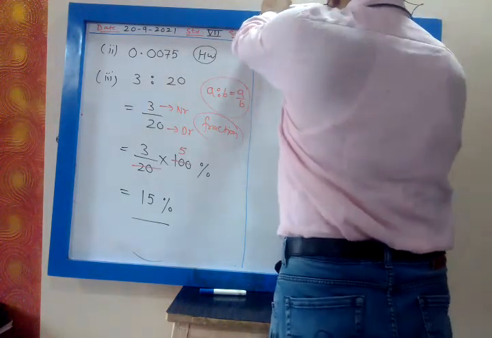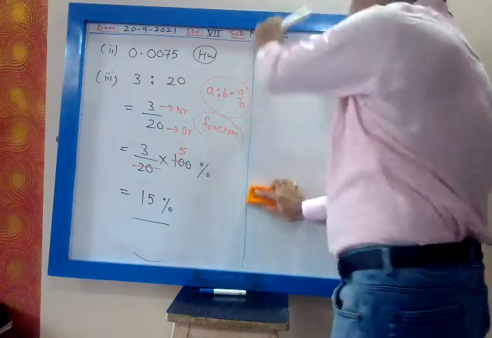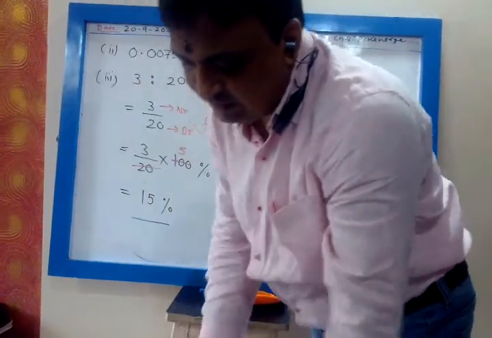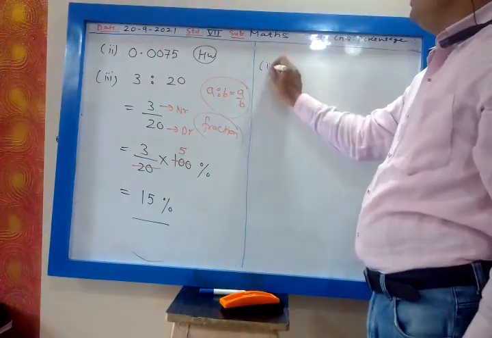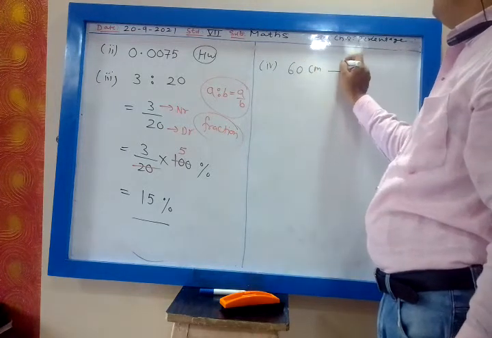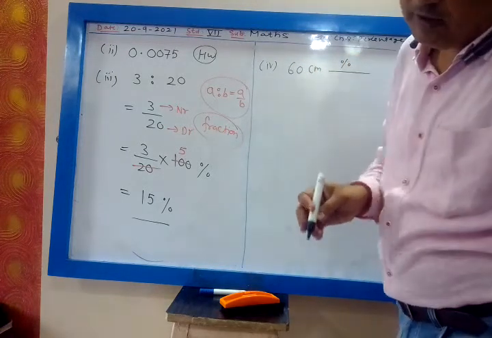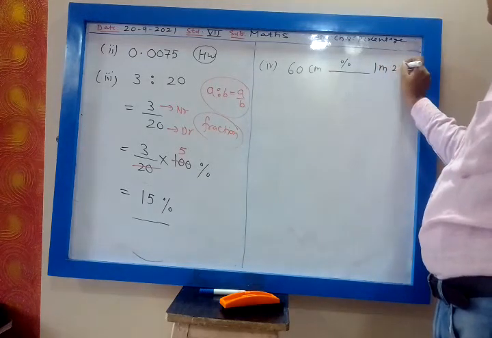Yes, next one. What is that? 60 centimeter. Okay. So fourth one: 60 centimeter as percent of 1 meter 25 centimeter.